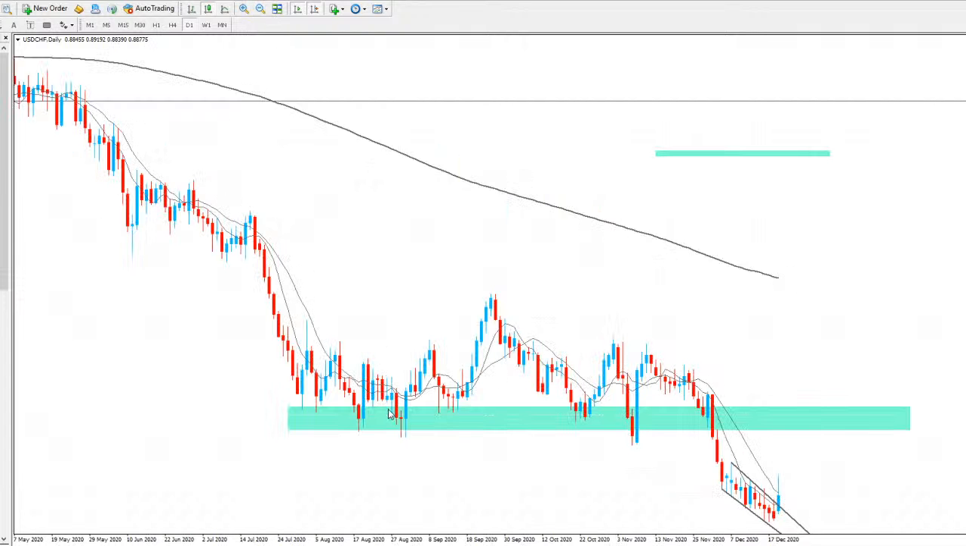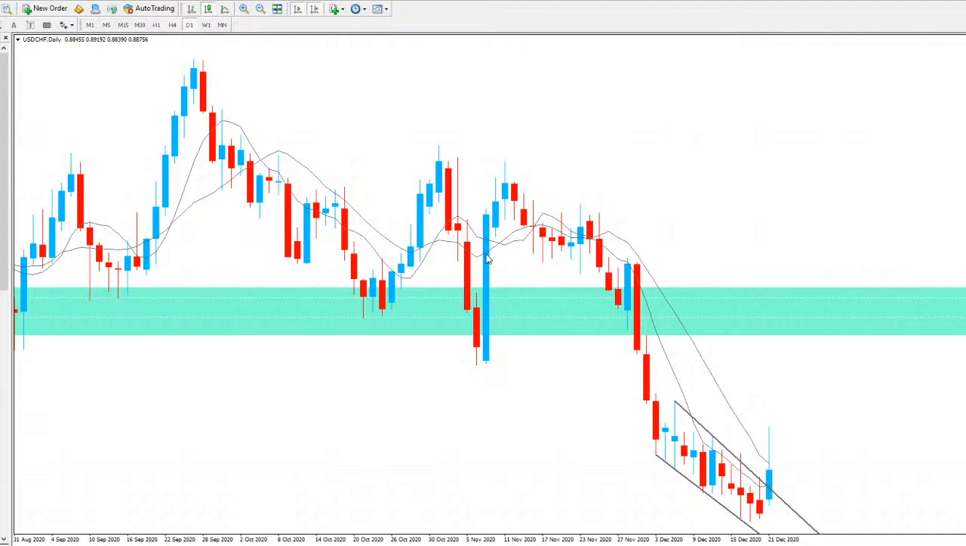So now I do expect price to find some bullish momentum, go and test this area of previous daily support, now turned daily resistance, and either fall back over again to the downside or maybe give us a bigger push to the upside potentially. But for now, still expecting a test of this area.